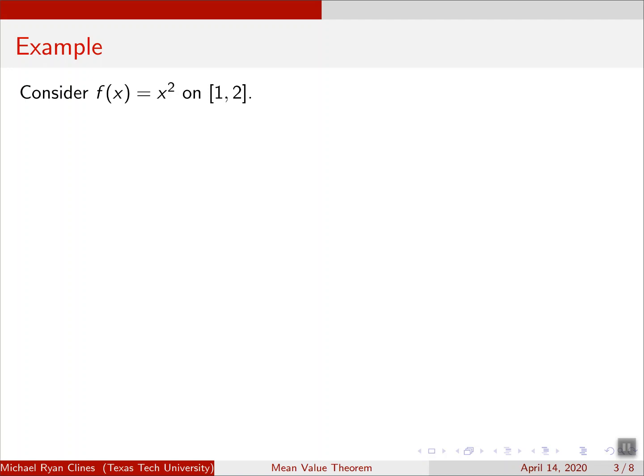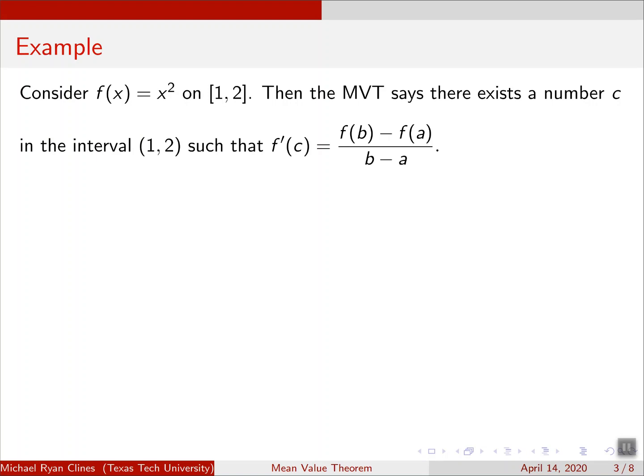So consider this function f of x equal to x squared on the interval 1 to 2. Well, the mean value theorem tells us that there exists a number c in the open interval 1 to 2 such that the derivative of f evaluated at c is equal to f of b minus f of a over b minus a. So we want to find that c. What we want to use is that the MVT guarantees this number exists. We don't know what it is, but since x squared is continuous on a b, and differentiable on the open interval 1 to 2, we know that the c must exist.